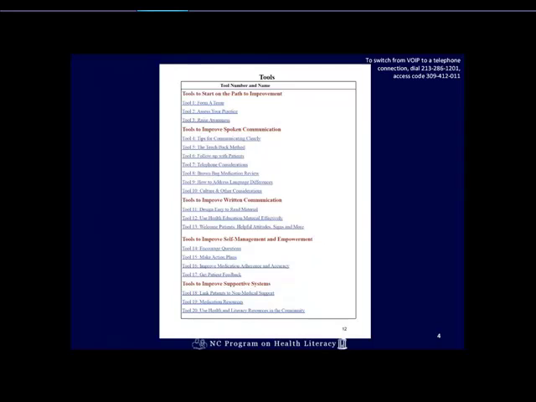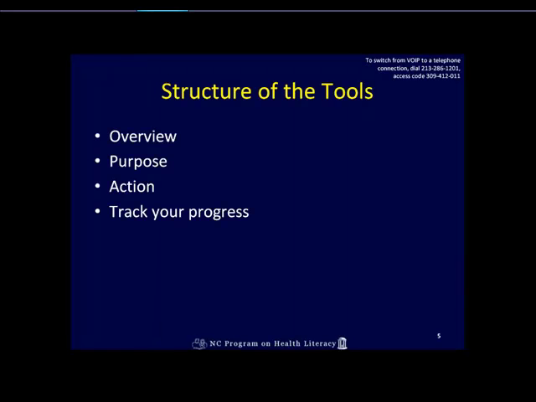Here you have the list of tools in the toolkit. And again, these slides will be available to you, so don't read through all of those right now or take notes on that. As you can see, we have 20 tools, and they cover a lot of ground. Each tool, you'll find an overview, a purpose, action, and a way to track your progress.